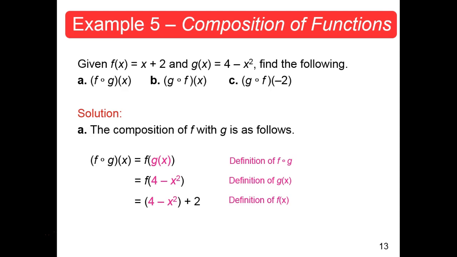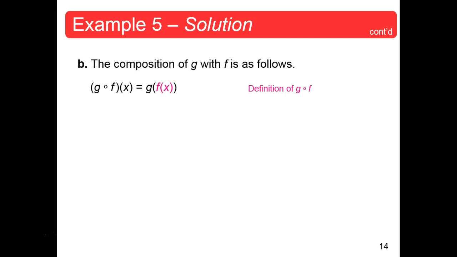Here the argument was 4 minus x squared. So take 4 minus x squared, add 2 to it. And that simply gives you minus x squared plus 6. I would have said 6 minus x squared. It doesn't matter which order you write it. Okay? Got it? Now, notice we didn't even bother with domains, did we? Because these are polynomial functions. Anything will go in, giving you real numbers coming out. No problem at all with domains. So we didn't even worry about it.